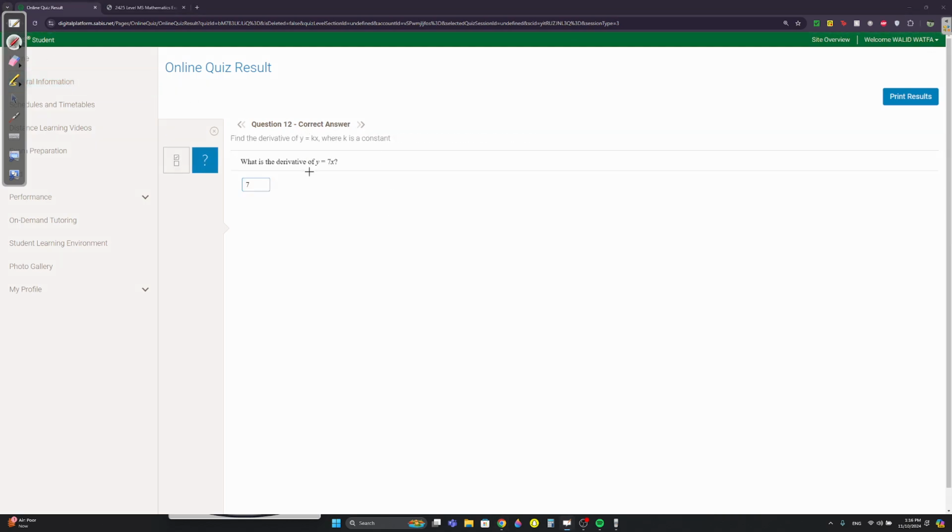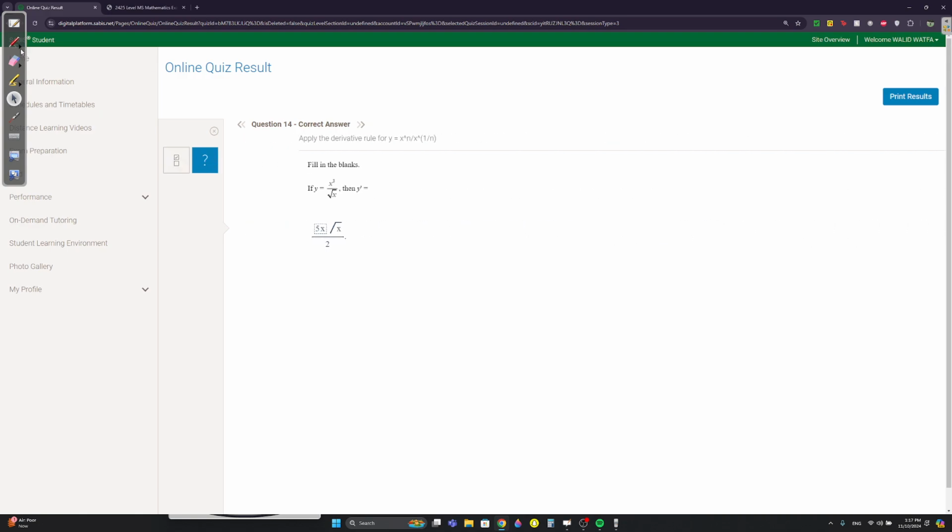Question 12. What is the derivative of y equals 7 squared? 7 times 7 is 49. Derivative, reduce exponent by 1... What's the derivative of 7 squared? Please don't say it's 14. Please. There's no x, so you can't derive. Okay, it's a constant number. 7 squared is 49. What's the derivative of 49? It's 0, guys. Constant numbers have 0 derivative.